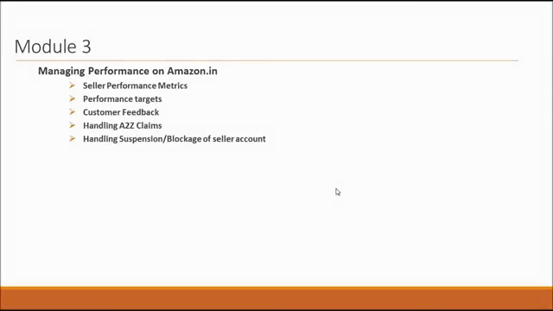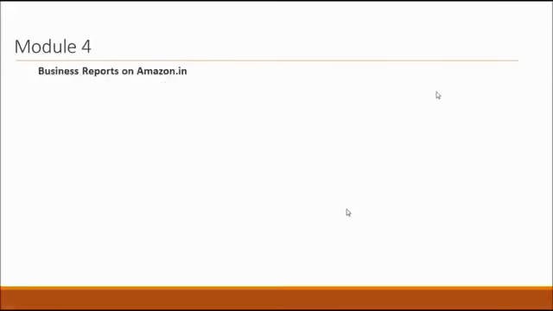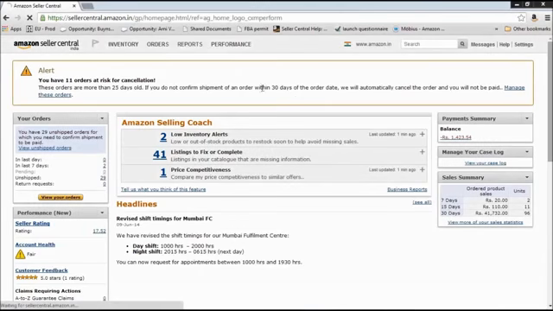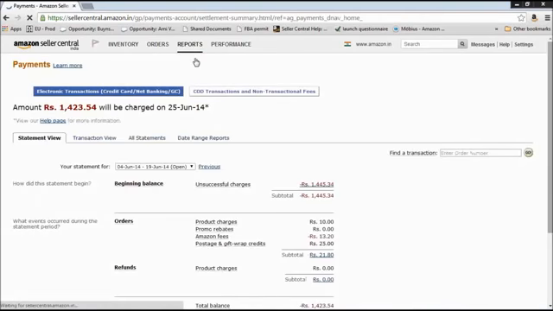So that brings us to the end of this particular module. The next module is on business reports on Amazon.in. For that, under reports, the first option is payments. We'll click on that.